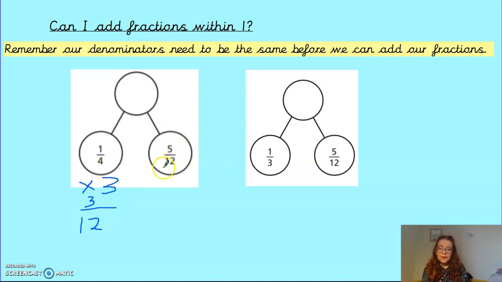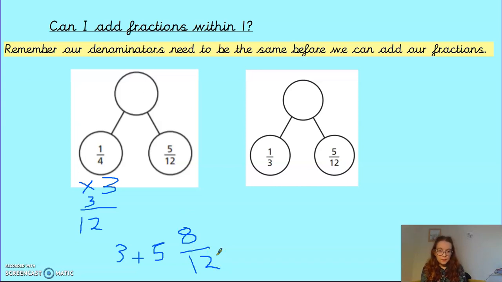And now we can add them up, because what we need to do is 3 add 5, which is nice and simple. That is going to be 8. Do we need to add our denominators, or do they represent our whole, which is not going to change? Very good. It should be 8/12.